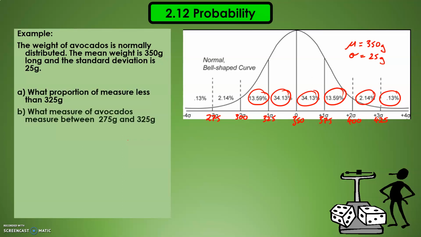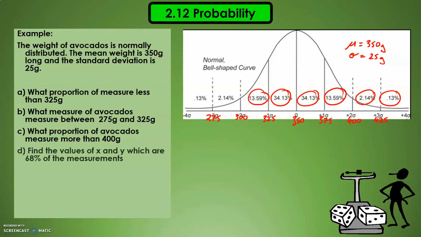So the questions we're going to look at are: what proportion measure less than 325? What proportion of the avocados measure between 275 and 325? What proportion of the avocados measure more than 400 grams? Between which values are 68% of the measurements? And what proportion of the avocados weigh less than 387.5 grams?